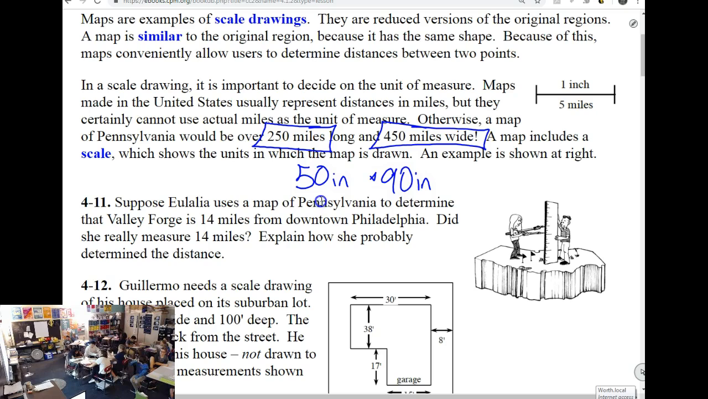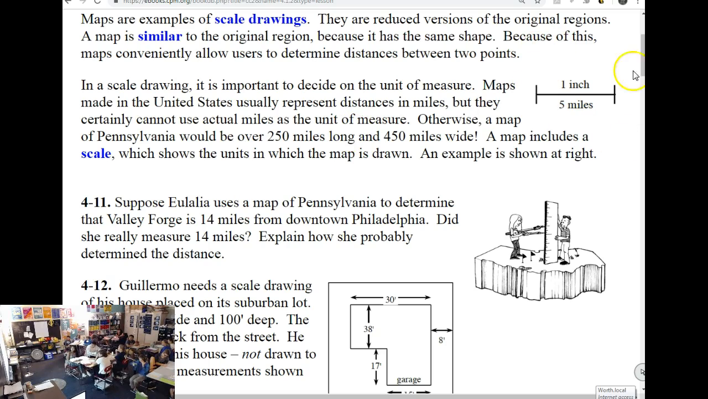Suppose that she uses a map of Pennsylvania to determine the Valley Forge is 14 miles from downtown Philly. Did she measure 14 miles? If not, let's say she was using the map up here, that scale, how far did she measure most likely? So talk with your team real quick. Did she measure 14 miles, or did she measure something else that told her 14 miles? How far would that have been? This should be like a 1-minute conversation.